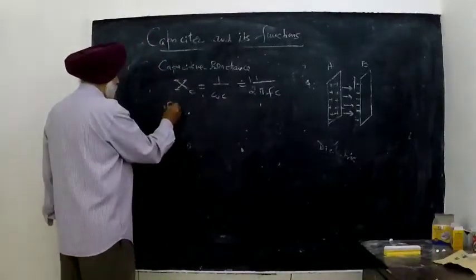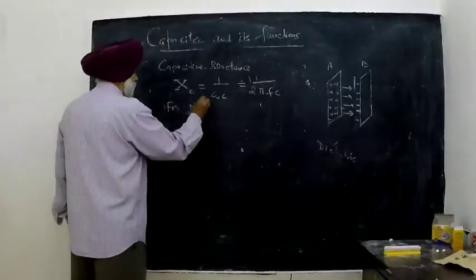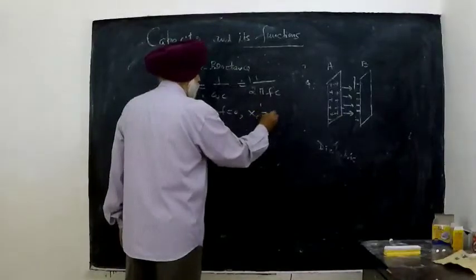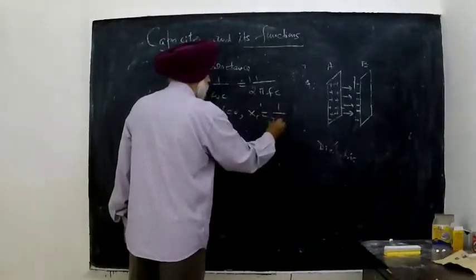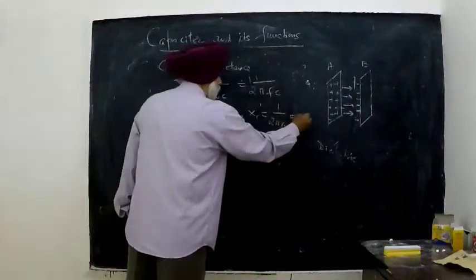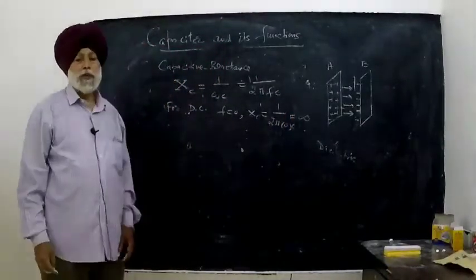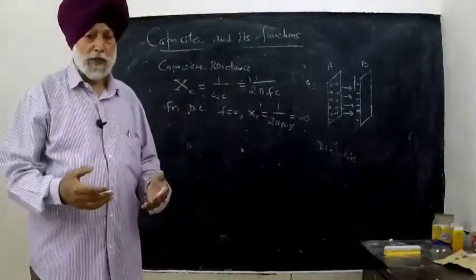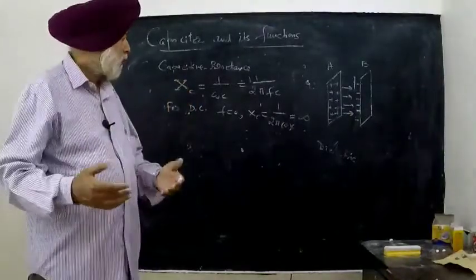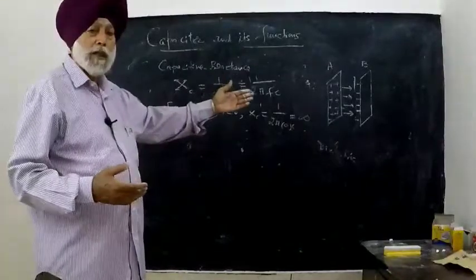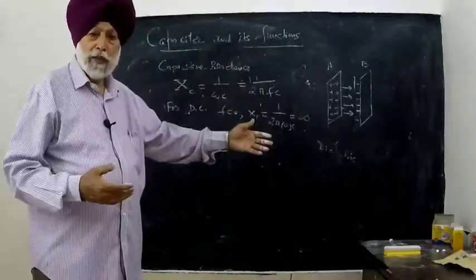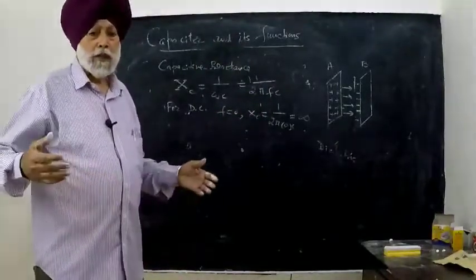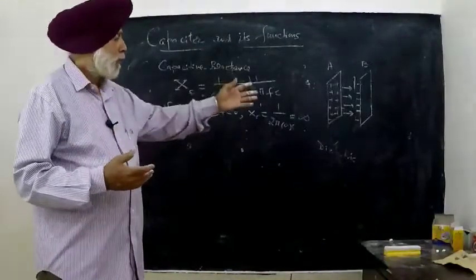For DC, for direct current, f is equal to 0. Therefore, XC is equal to 1 upon 2 pi times 0 times C. 1 upon 0 is equal to infinity. It means a capacitor offers infinite resistance, infinite impedance, infinite reactance to the flow of direct current. It means direct current cannot flow, the current of the battery cannot flow through this capacitor. It only allows alternating current or low frequency current to pass through.